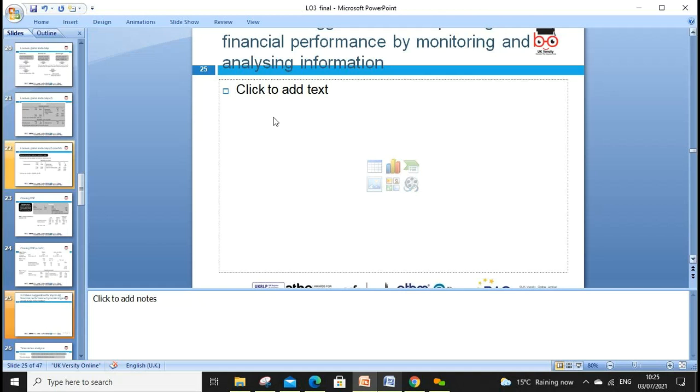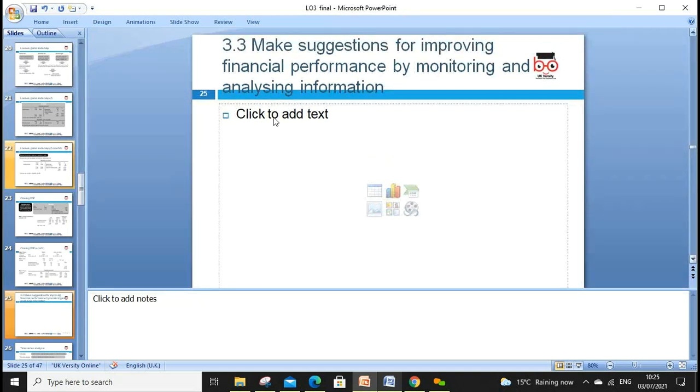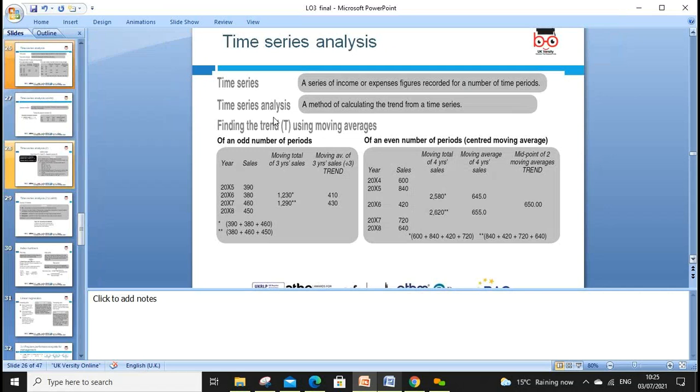Then we have 3.3, make suggestions for improved performance and monitoring. How can we improve? First of all, always look at the trend analysis. One, we can use the time series. I'm not sure, because we learned about moving averages or trends. That really helps us. We follow the trend, and then we can look at why we are not according to the trend, so we can improve. So here we've been given the sales. And then we are looking at the moving average.